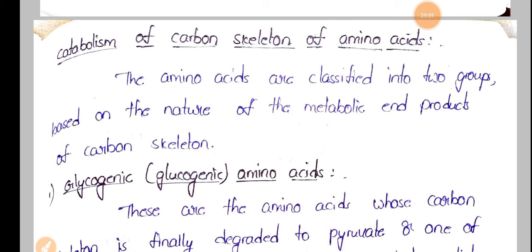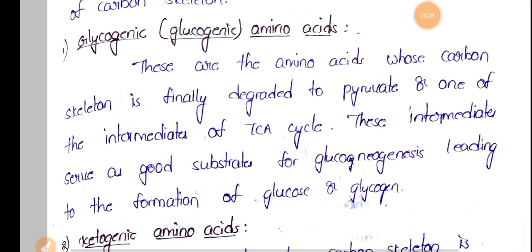Here the amino acids are classified into two groups based on the nature of the metabolic end products of the carbon skeleton. Based on the type of end product, we distinguish an amino acid as glycogenic or ketogenic. Okay. So let's see what are glycogenic amino acids first.